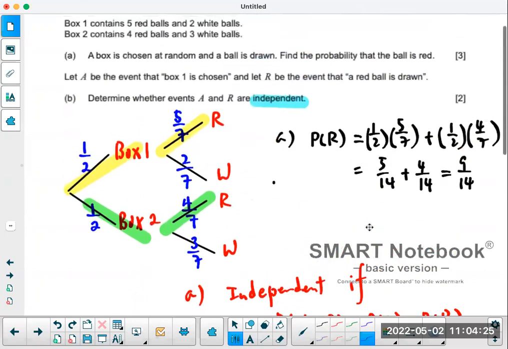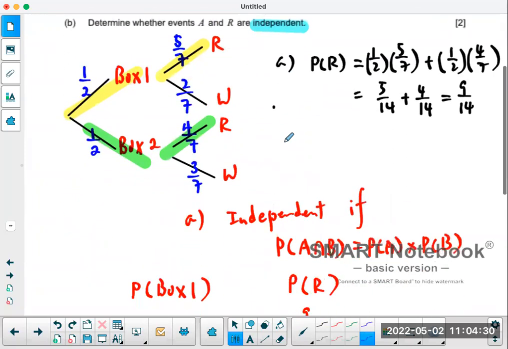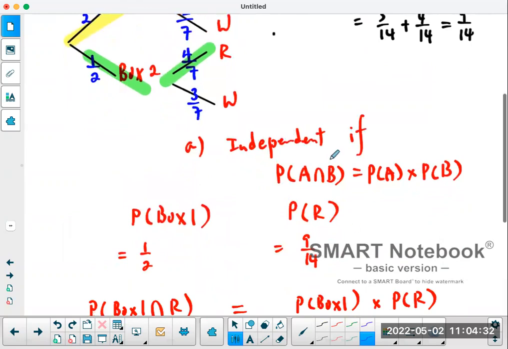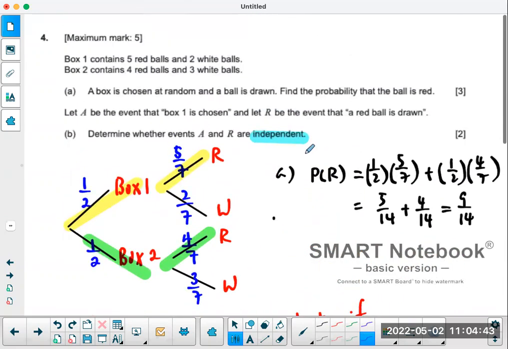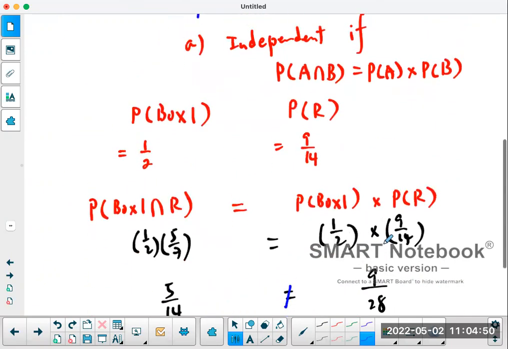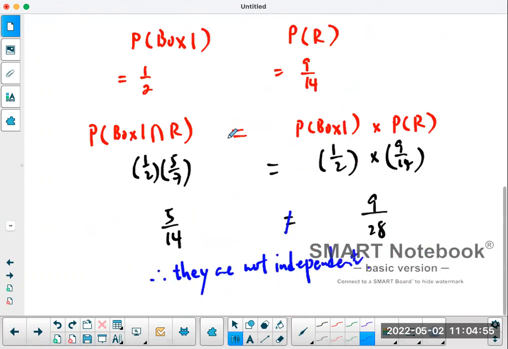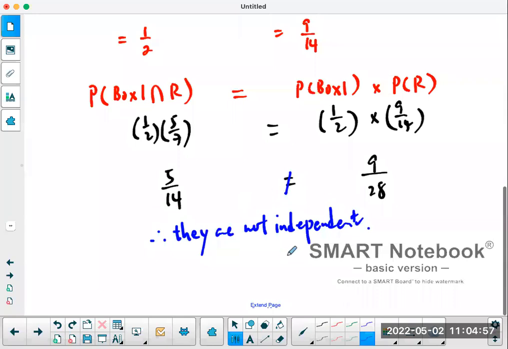Okay, so this is part B. Part B asks if the 2 events are independent or not. In the data booklet, there is a definition for independence: if the probability of A times the probability of B is equal to the probability of A and B. So here you have the probability of box 1 and the probability of red, and you multiply them. Does that equal the branch of box 1 and red? In this case, they do not equal each other, so they're not independent.